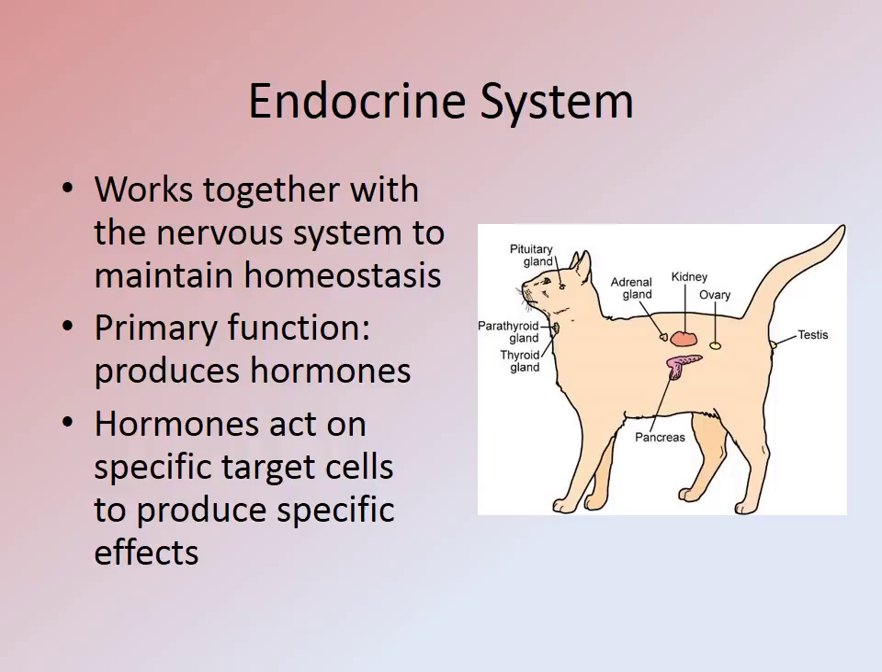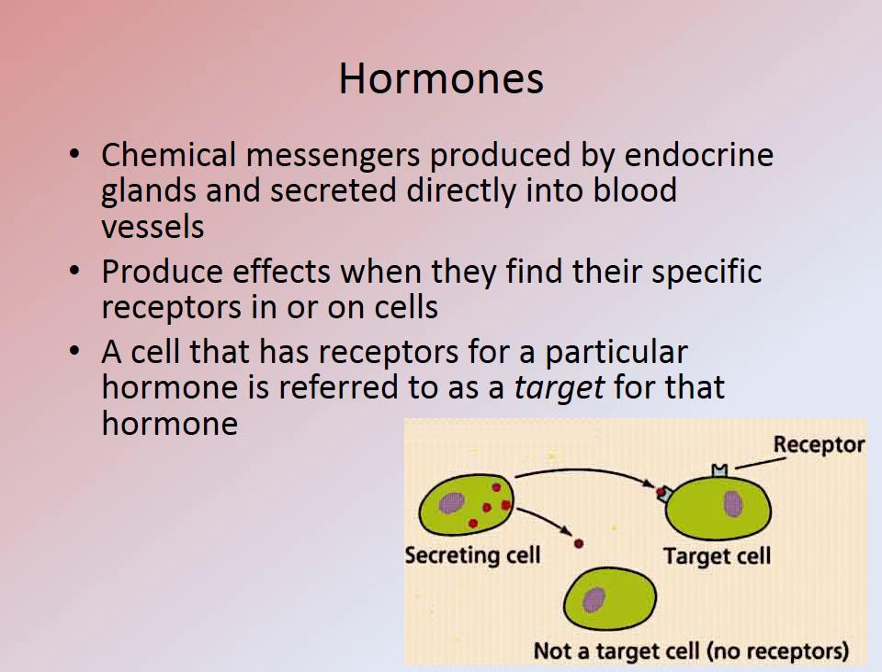The primary function of the endocrine system is to produce hormones, and these hormones act on specific target cells that produce a specific effect in the body. So the hormone itself is a chemical messenger produced by the endocrine gland and secreted directly into the blood vessels so that it can be carried to the area that it needs to go to. It produces effects when they find their specific receptors in or on a cell.